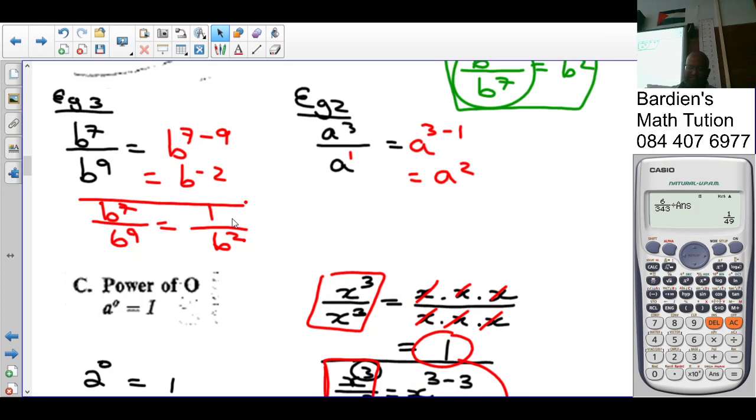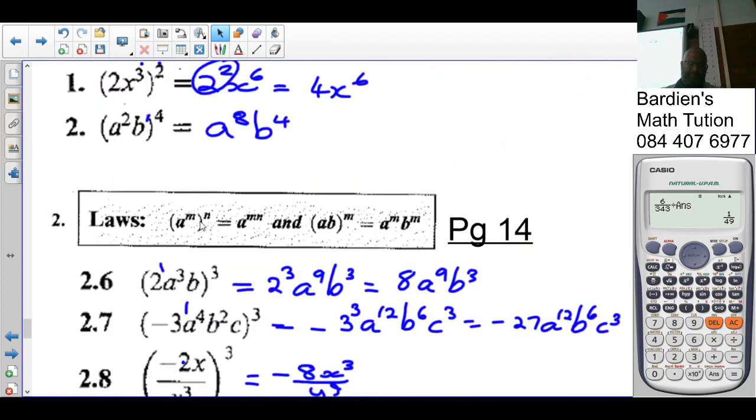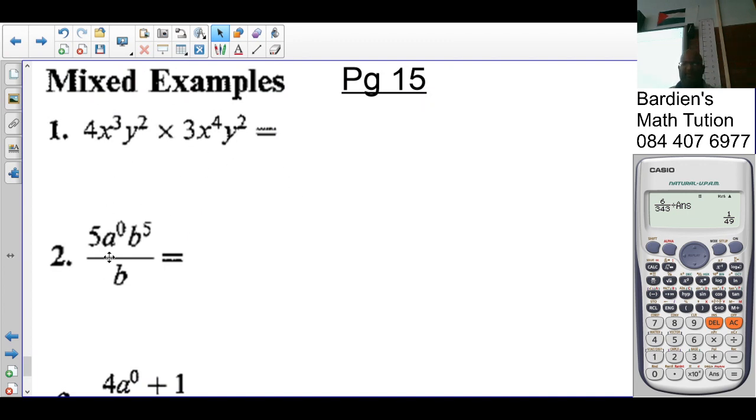So what we're going to do now is first do the mixed examples, and then I'm going to mark the exercise. Okay, is that okay? So, mixed examples on page 15. Did we answer these questions already? No. We did the first one. Alright, no problem, it's okay. What I need you guys to do now is answer number 1 and 2 quickly. I'll give you a chance to answer that. Number 1 and 2.